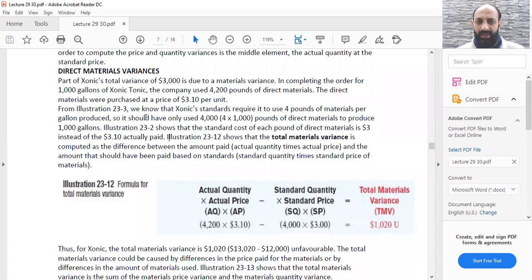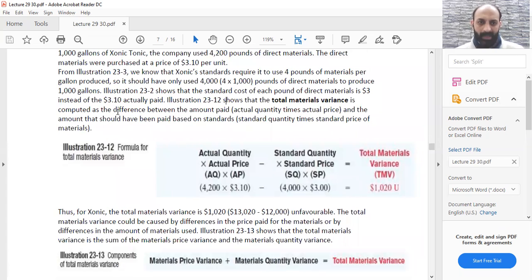From illustration 23.3, we know that Zonic standards require it to use 4 pounds of material per gallon produced, so it should have only used 4,000 pounds of direct materials to produce 1,000 gallons. As per the standard cost, they should have used 4 pounds per unit, and what they did, they used more than that. In fact, they used 4.2, so the figure should have been 4. So the standard quantity in this scenario should have been 4,000. Instead it was 4,200.